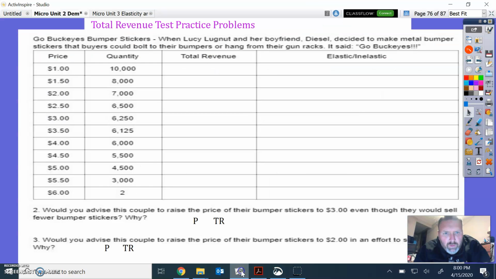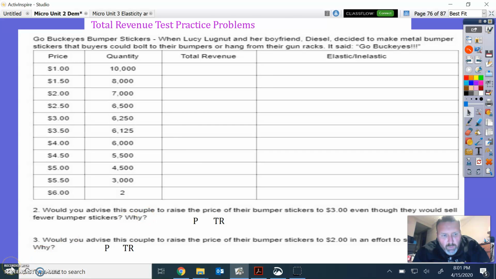So, without further ado, a total revenue practice problem. All the Buckeyes. Lucy Lugnut and her boyfriend Diesel make metal bumper stickers that buyers could bolt to their bumpers or hang from their gun racks. And the bumper sticker said, "Oh, go Buckeyes." So the question is, if I'm giving you price and quantity, can you calculate total revenue? And then using price and total revenue, can you do the total revenue test at that point? So I'm going to pause here, and we should fill in the chart. Okay, and then we'll answer questions 2 and 3.